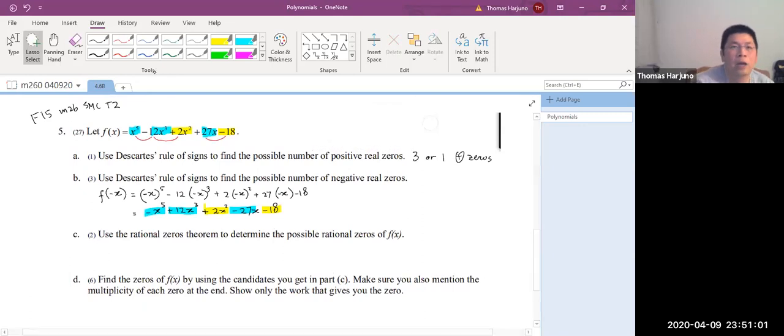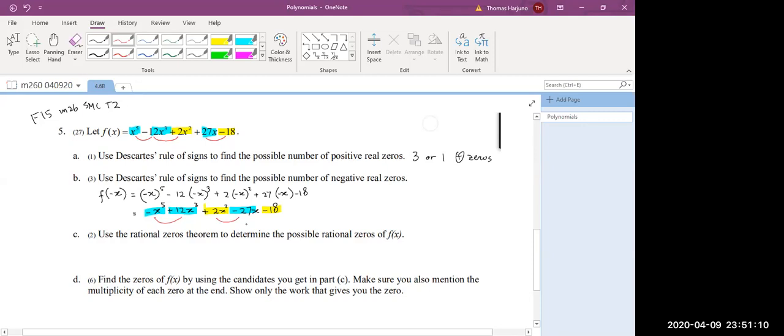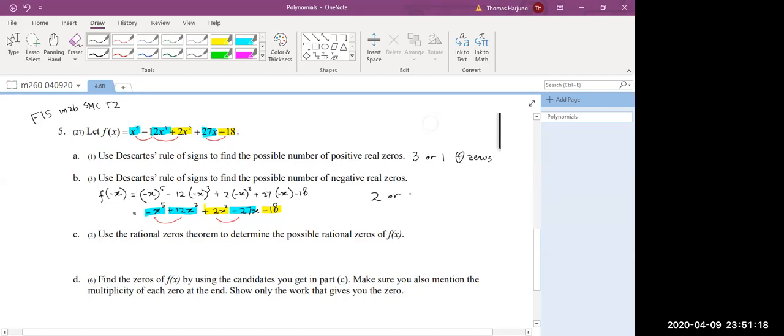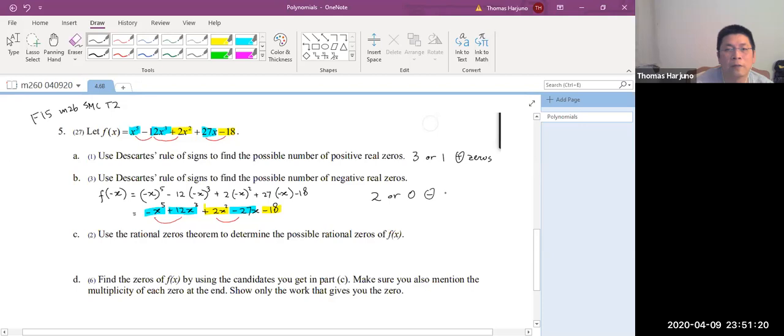Okay? Well, anyway, then go back here. How many times does the sign change in this f(-x)? 1, 2, oh, only 2, huh? Okay, so there will be 2 or 0 negative zeros.